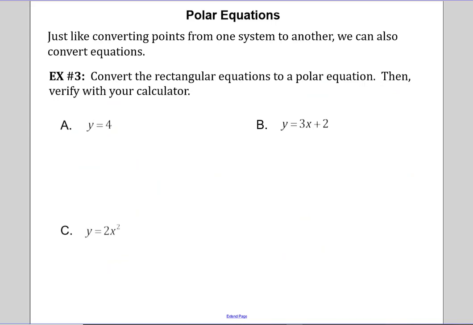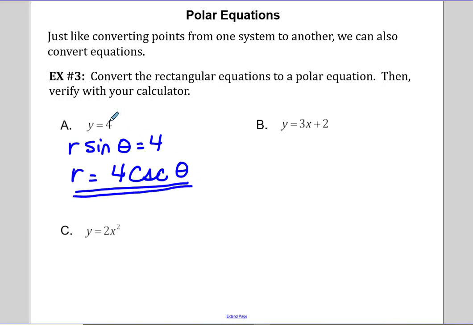Next, we're going to look at polar equations, and just like converting points from one system to another, we can also convert entire equations from one system to another. So in our first example, y equals 4, we're going to say y is r sine theta. So r sine theta is 4, which tells me r is 4 divided by sine, or 4 cosecant theta. So a straight line in rectangular form can be converted to our polar equation, r equals 4 cosecant theta, or 4 divided by sine theta. In example B, it's a little more complicated.